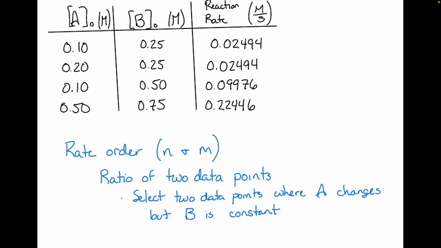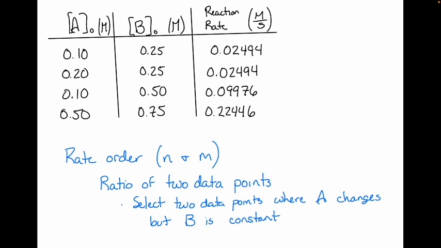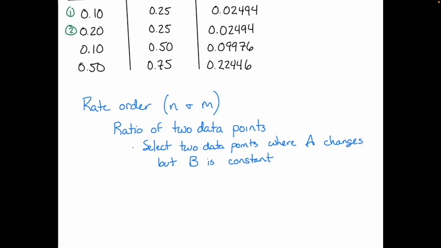All right, so we're going to look at our table here, and we got to pick 2 data points just like we did before, but now we got to be strategic. We got to pick data points where A is changing, but B is being held constant. So that would be these first 2 right here. My value of A is changing from 0.1 to 0.2, but the value of B remains that 0.25. So these 1 and 2 are going to be my first choice. So why is this going to be important?